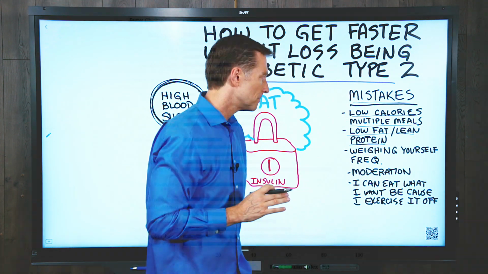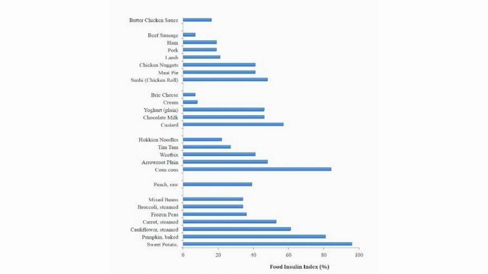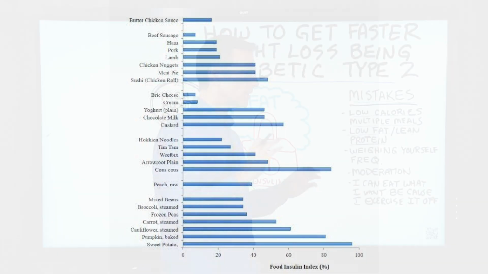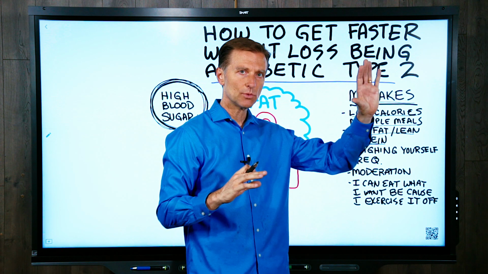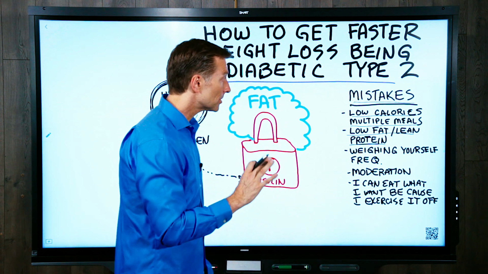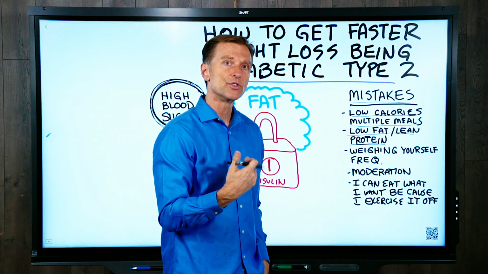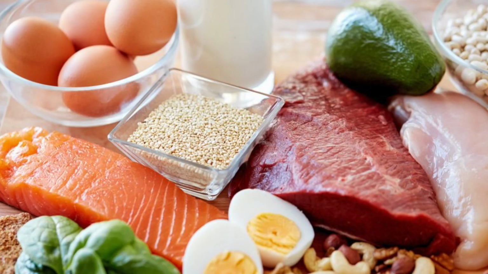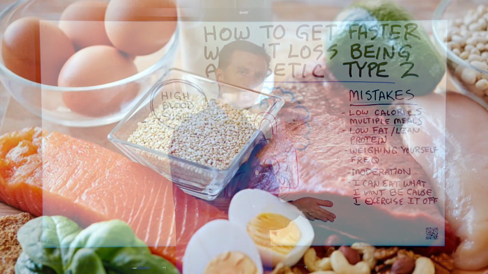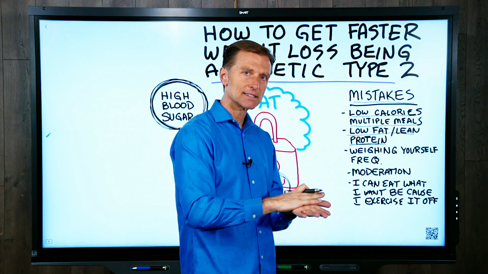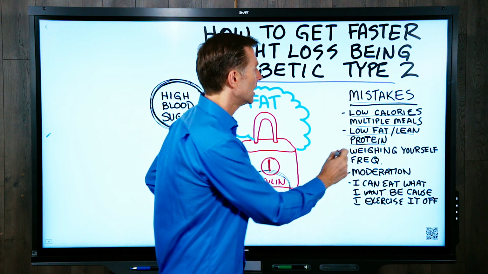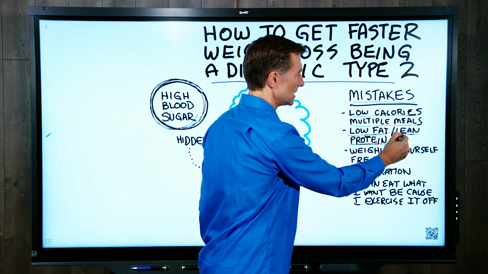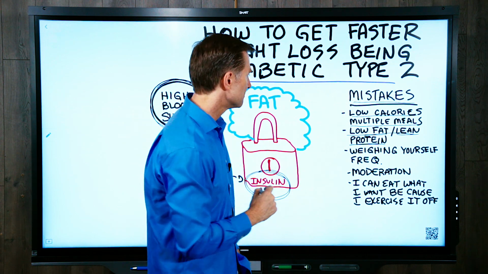You may not know this, but there's something called an insulin index, okay? And if we compare lean protein with fatty protein, lean protein, especially low fat or no fat protein, spikes insulin. The protein that has the most fat is the lowest on the insulin index. So you don't want to do low fat or lean protein. I'll get more into that in the next slide.